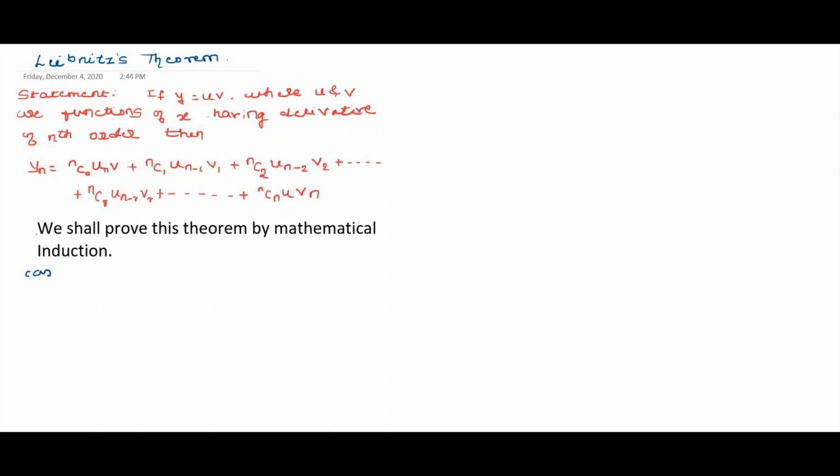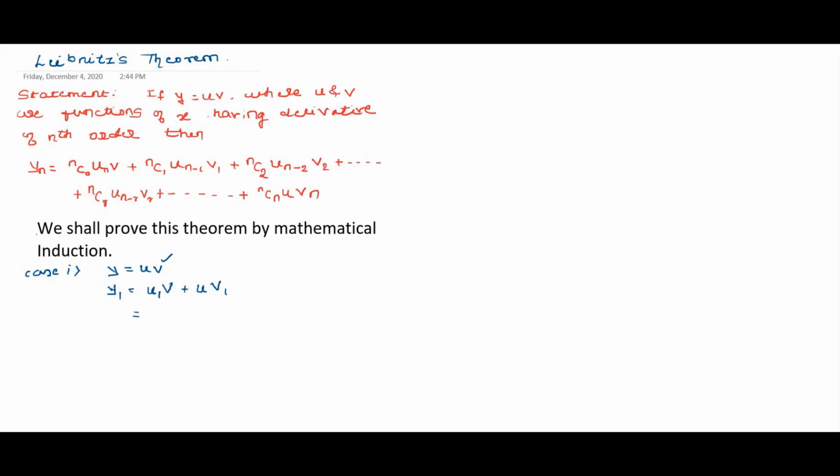Case 1. We have to show that the result is true for n is equal to 1. So first I will take y is equal to u into v. Then what is the differentiation of this? y1 is equal to, if you differentiate with respect to x, second term v as it is, and the differentiation of the first term u is u1, plus first term as it is, and the differentiation of the second term v is v1.